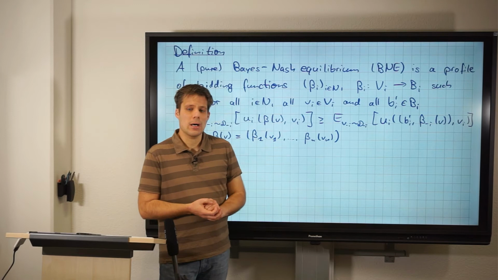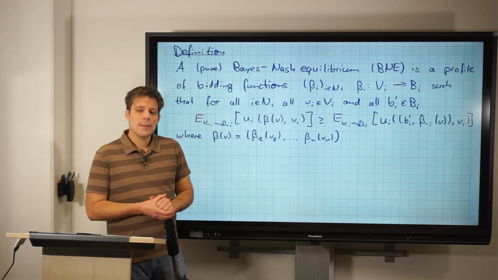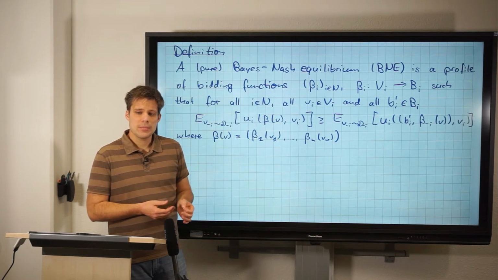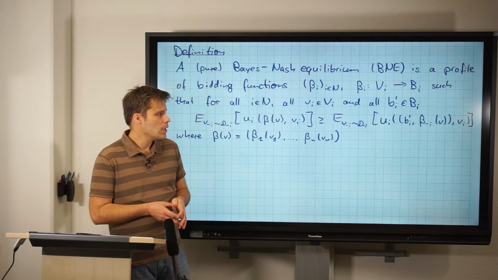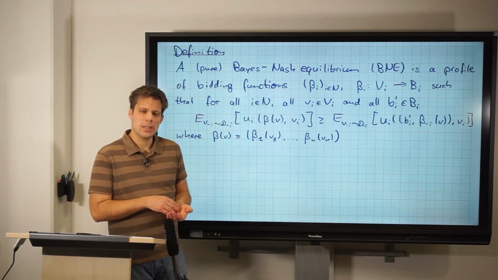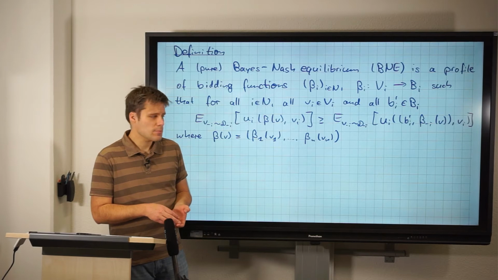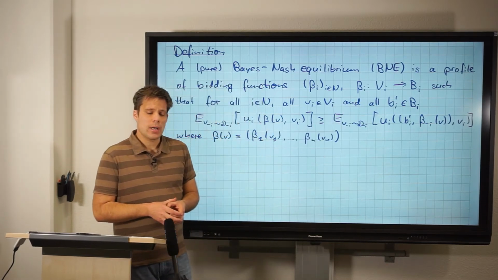So you are player i. You now consider one of your possible values, small vi, out of capital Vi. And now you ask yourself, do I want to bid beta i of vi or something else? Something else, this is bi prime.